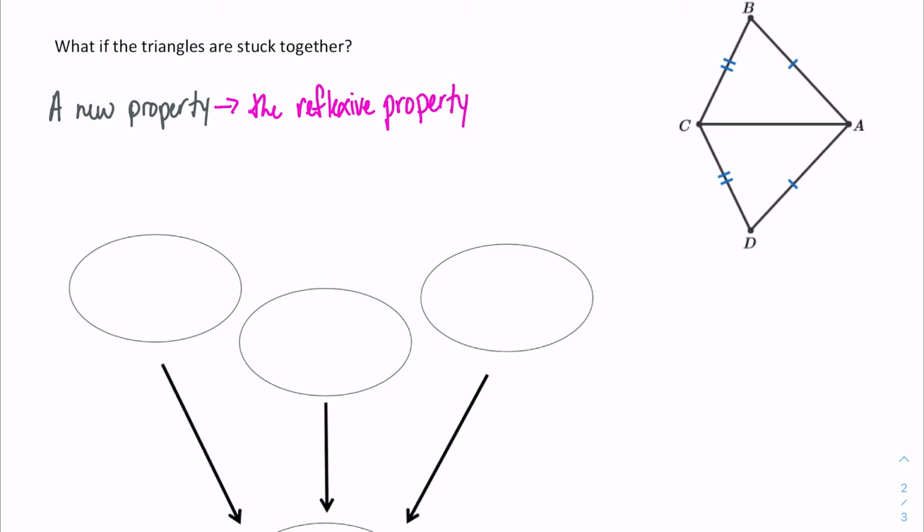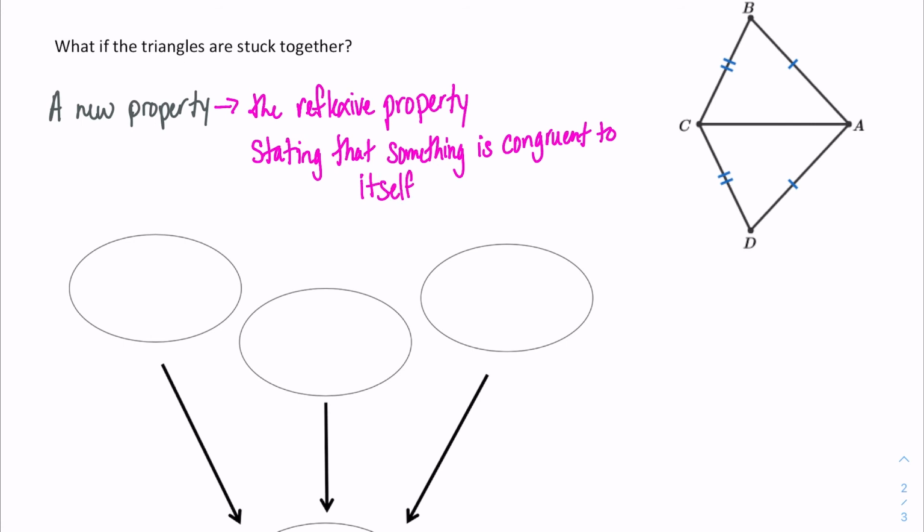Now that's reflexive with an X, not reflective with a CT. And what it says is you're stating that something is congruent to itself. Something is congruent to itself. So this could either be sides or angles, usually sides we would use.